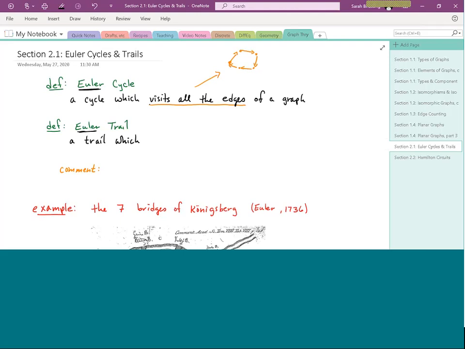So just as a comment down here, let me just note that all vertices will be visited at least once, and you're probably going to have at least one or two of them where you might have to visit it a second time.